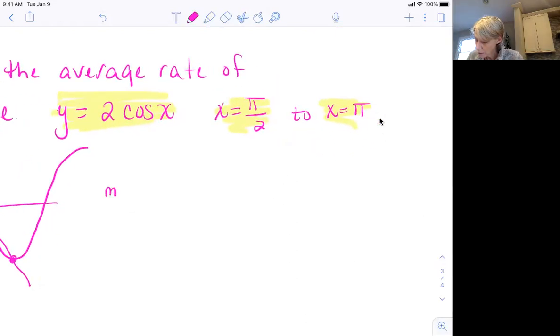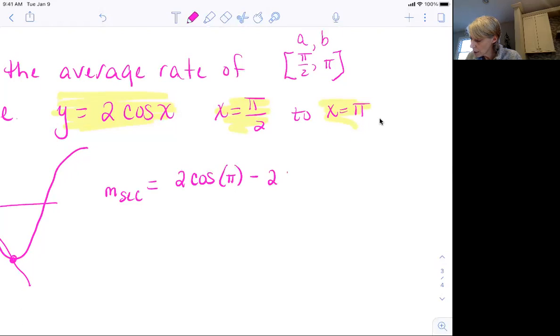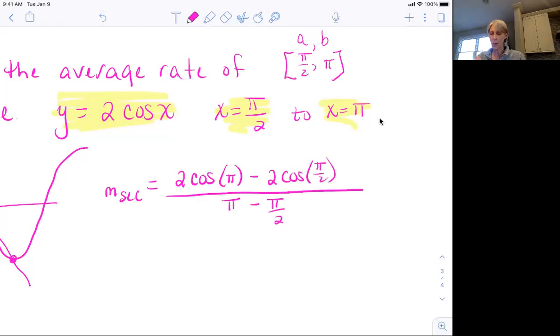So the slope of this secant line is going to be f of b. Now in this case, this interval would be pi over 2 to pi. There's your a value, there's your b value. So the slope of the secant line is going to be 2 times the cosine of pi minus 2 times the cosine of pi over 2 over pi minus pi over 2. F of b minus f of a over b minus a.